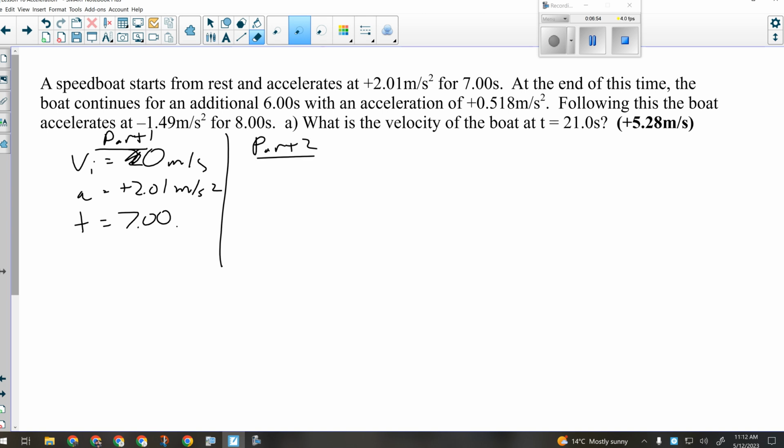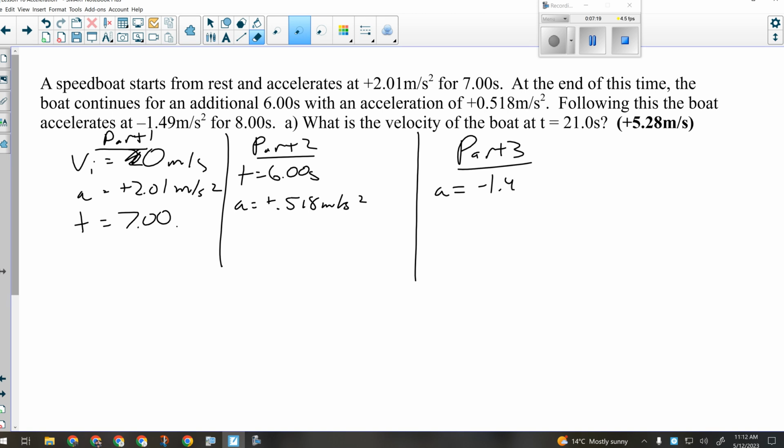And in part 2, it continues for an additional 6 seconds with an acceleration of positive 0.518 meters per second squared. And then following this, the boat accelerates, so there's a part 3. The boat accelerates at negative 1.49 meters per second squared for 8 seconds. What is the velocity of the boat at time 21 seconds?